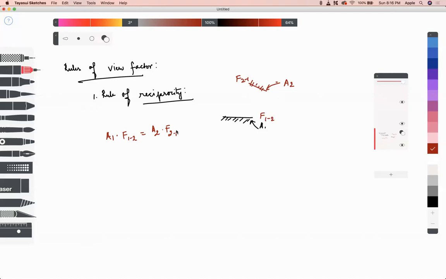And we will see the application of this particular relation with respect to a simple problem. The next rule is called the rule of summation.